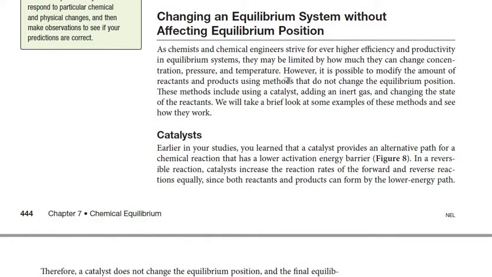So now, instead of changing concentration, pressure, or temperature, which changes the equilibrium position, in this method we want to include the catalyst, adding or removing inert gas, and changing the state of reactants. So without changing the equilibrium position, we will see how we can get more yield or productivity. Now let's start with the catalyst.